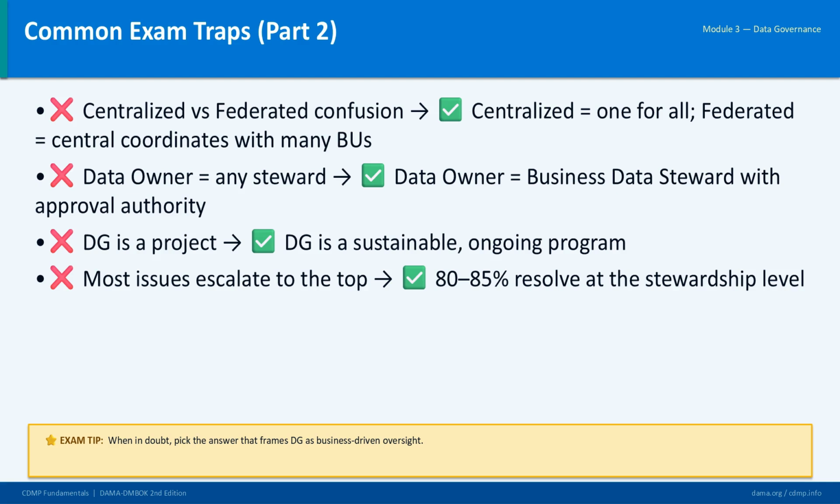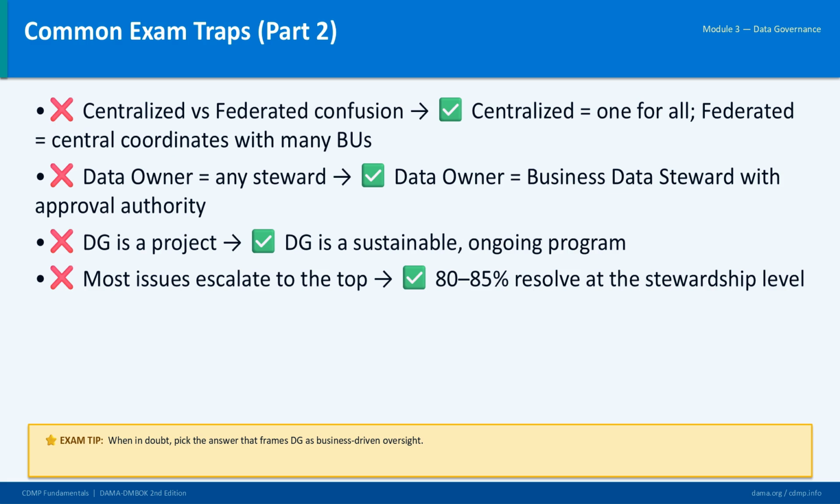4 more traps. First, don't confuse centralized with federated. Centralized is one body for everything, while federated is a central body coordinating with many autonomous business units. Second, a data owner isn't just any steward, it's specifically a business data steward with approval authority.